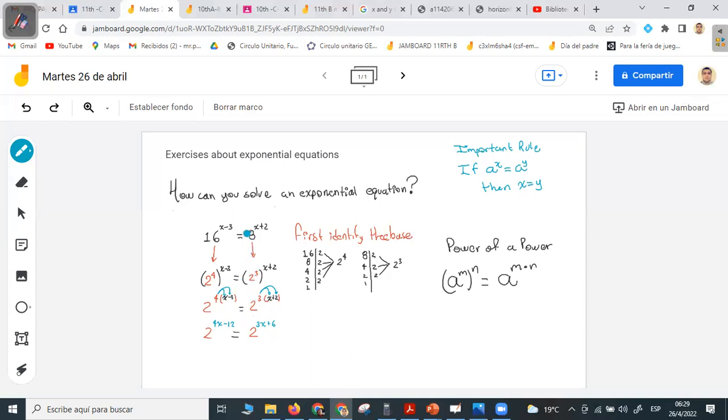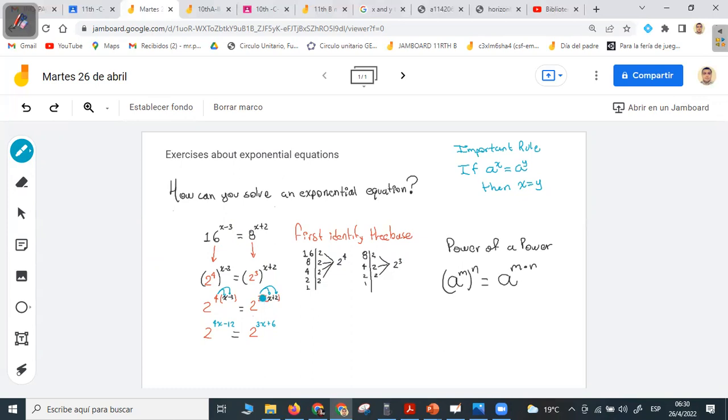Suppose that instead of 8, you have 18. 18 cannot be written as 2 to the power of 3 or 2 to the power of something, because 18 at the end is like 2 times 3 times 3, decomposing it in this way. But it's not something that will give you the same base as the other one. So this topic is something we're going to study next week, but this is the first part of the equations we want to see.